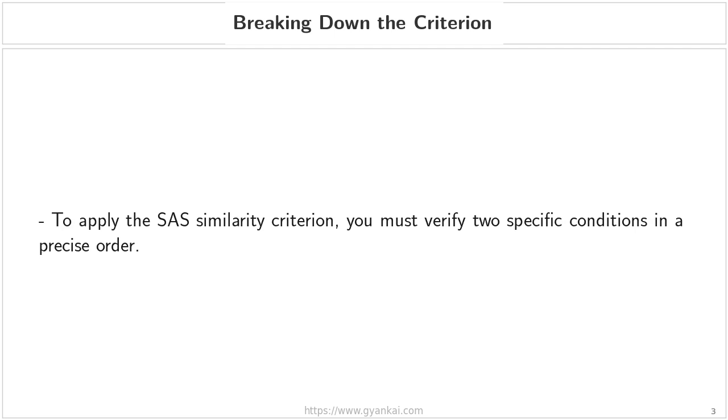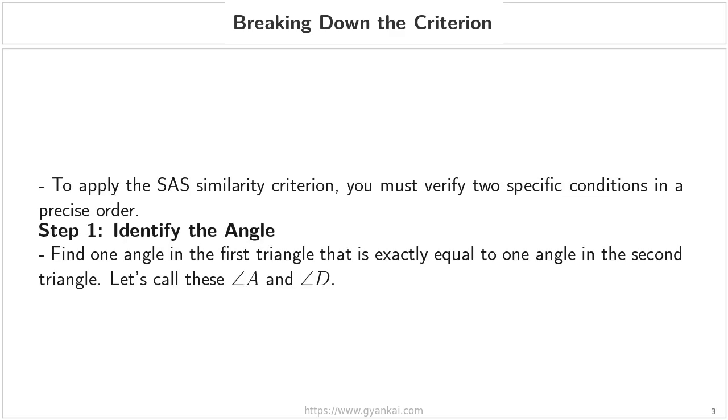Breaking down the criterion. Now that we have seen the formal definition of Theorem 6.5, let's move on to the practical application. On this slide, I want to show you how to actually break down the criterion into a step-by-step process. To apply SAS similarity correctly, you can't just look at the triangles randomly. You must verify two specific conditions in a very precise order. Let's start with step 1, identify the angle.